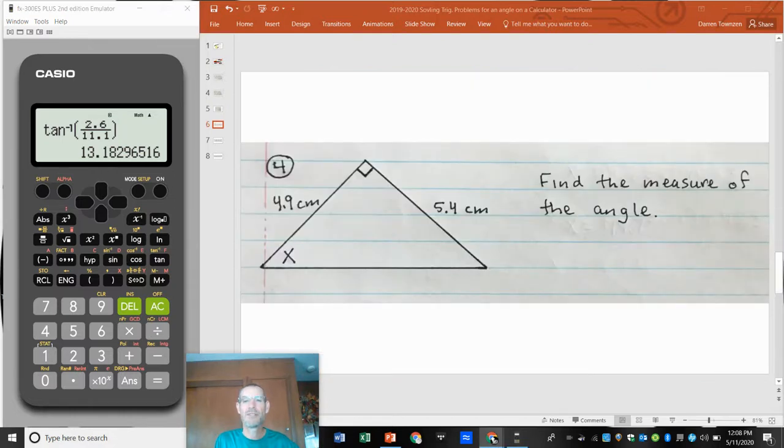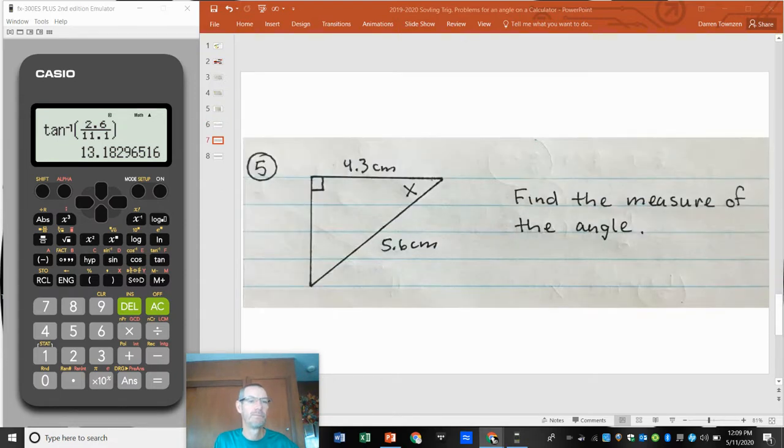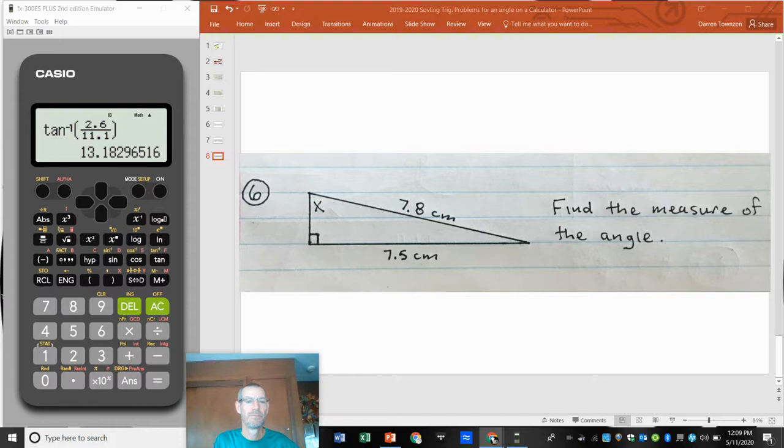Find the measure of the angle. Number 5, find the measure of the angle. Number 6, find the measure of the angle.